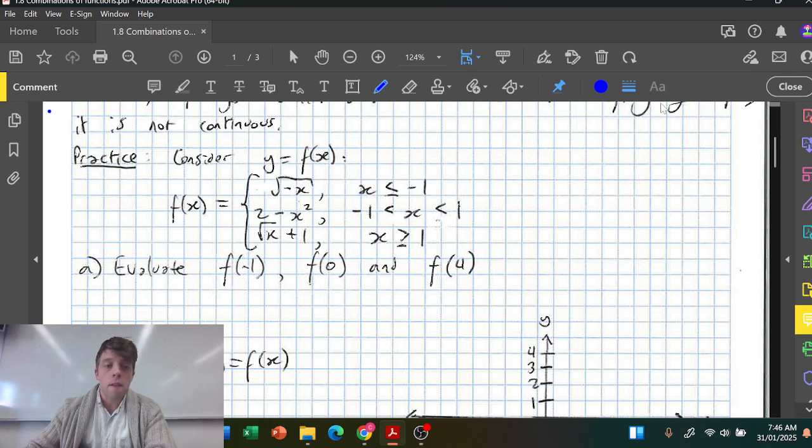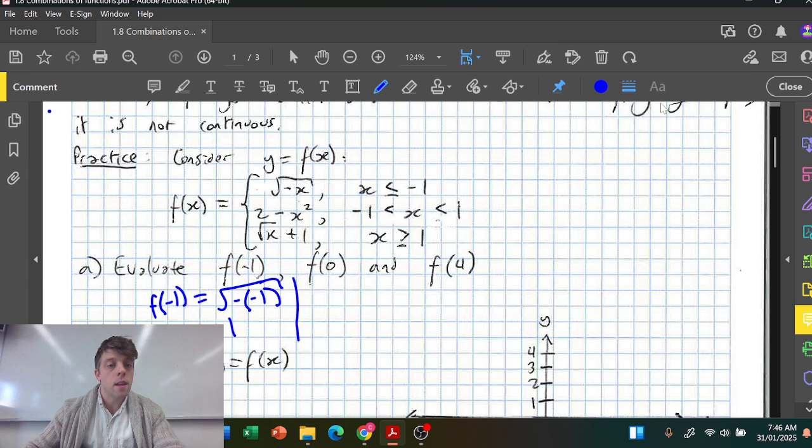To familiarize ourselves with this, let's consider a few possible inputs. Let's first consider f of -1. Let's see if we can figure out which one of these 3 rules we are going to use. Well, -1 is less than or equal to -1, so we're going to use this rule here because we're in that part of the interval. So let's put -1 into our equation. We have the square root of negative the input, -1. Notice the double negative: there's the one coming from the rule, and there's the one in the input. So what is the square root of -(-1)? Well, -(-1) is just 1, and the square root of 1 is just 1. So f of -1 is equal to 1.